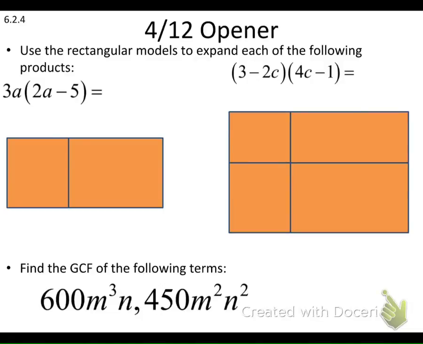Okay, so we're looking at this very first one, using the rectangular models to expand each of the following products. On my very first, 3a(2a - 5) equals, which one of those is going to be my height? 3a. Good job. All right, let's write 3a over here. And my width? Good, 2a and negative 5.